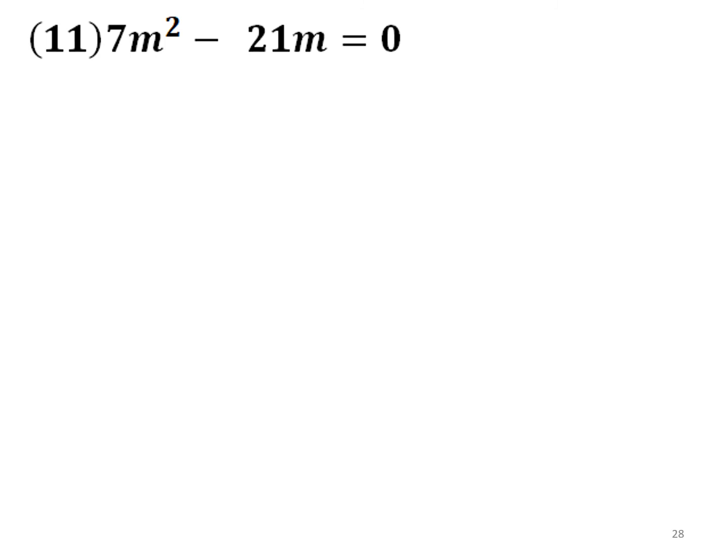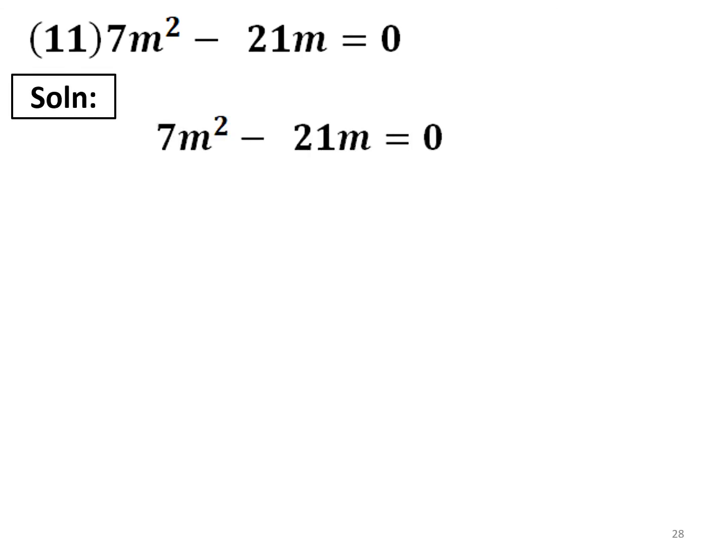Eleventh question. 7m square minus 21m is equal to 0. Here if you see there are only two terms present. The term c is not present. Now here only the factorization can be done. We will take the common term outside. In 7m square minus 21m, 7m is common. 7m bracket m minus 3 is equal to 0.